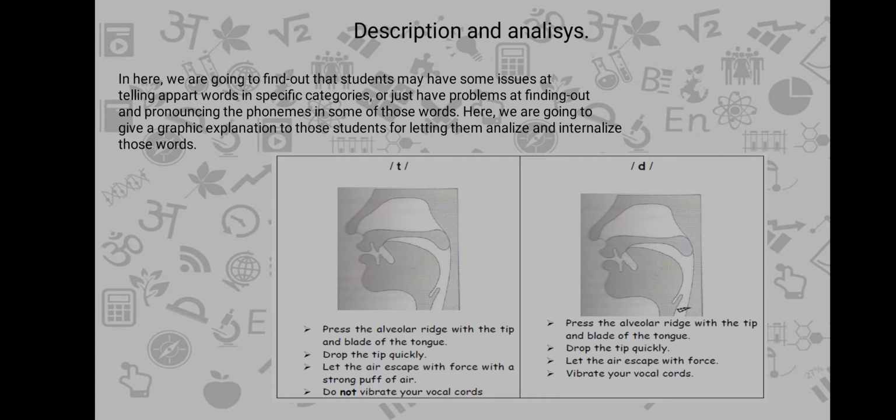Let's suppose that we have to explain the difference between the t sound and the d sound, and we have to do it with simple past exercises. Yes, the simple past with -ed. Here, we're going to use the t and the d sound for it. And for it, we're going to use this little chart in which we have a graphic explanation of how to shape your mouth to pronounce those sounds.